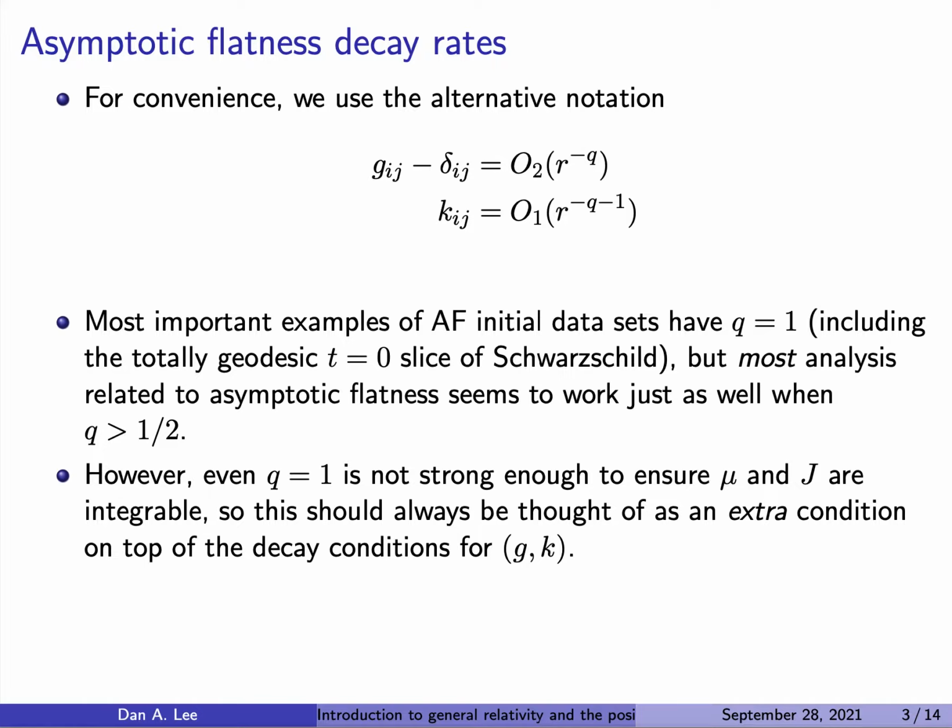However, I want to point this out, that even q equals 1 is not strong enough to ensure that mu and J are integrable. So the integrability condition should always be thought of as an extra condition on top of the decay conditions for g and k. This will come up in our next lecture in an important way. But for now, just think there's a decay rate that we need for g and k, and separately we want mu and J to be integrable.